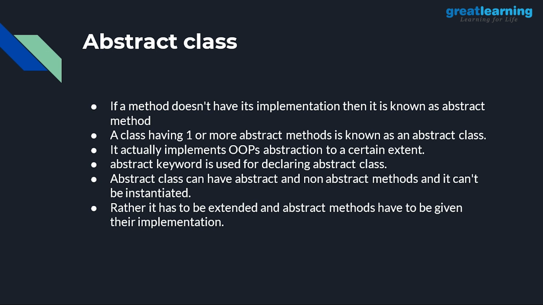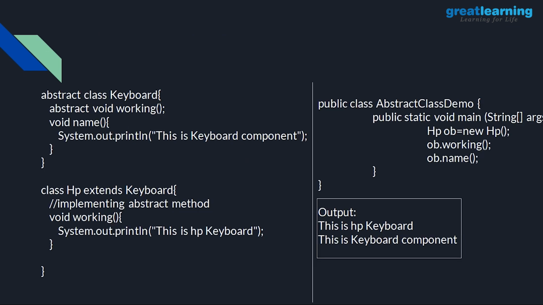So now let's see the demo and things will be much clearer. So here's the abstract class Keyboard. In that there is an abstract method called working, and there is another method called name. So you see why it's abstract. There are some methods which are abstract: the abstract method working, and there are methods which are not abstract, that is name. A class containing such properties, where some methods are abstract and some are not, is called an abstract class.